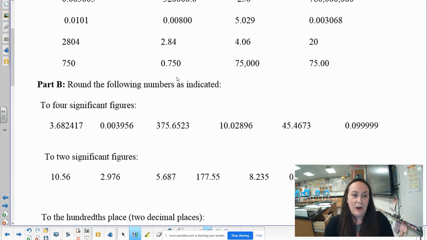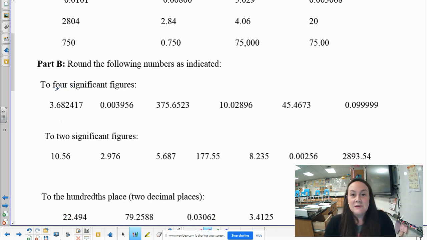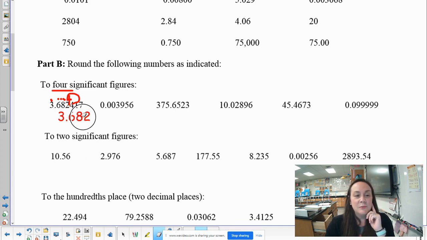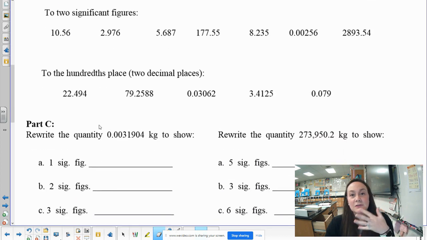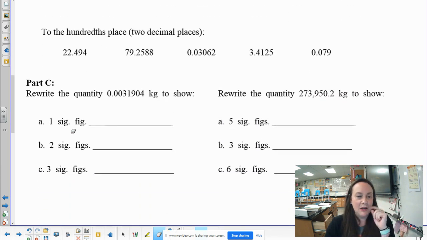Then I had some practice with rounding. You're going to take these numbers and I want you to round them all to 4 significant figures. So I got 3.682417, maybe what comes off of my calculator. If I want to round to 4 sig figs, that's 1, 2, 3, 4. So I'm going to round at the 2, but that 4 is going to tell that 2 to stay the same. So my final answer, rounded to 4 significant figures, would be 3.682. Be careful on the next one here. I'm trying to be tricky on that one, so good luck. So you're going to round to 2 sig figs. You're going to round to the 2 places after the decimal, all that kind of good stuff.